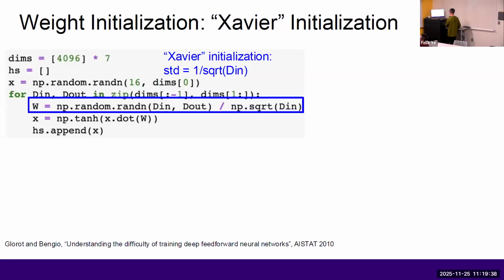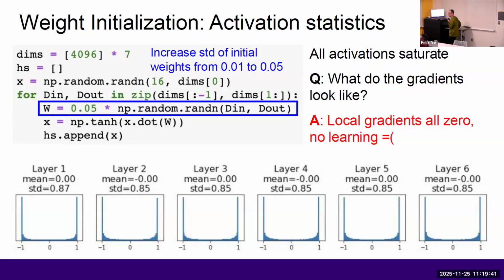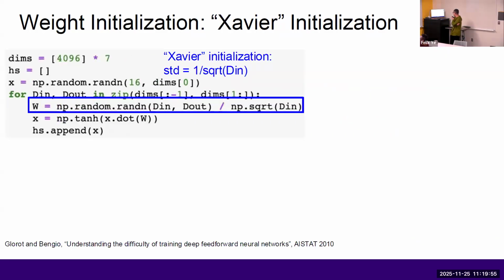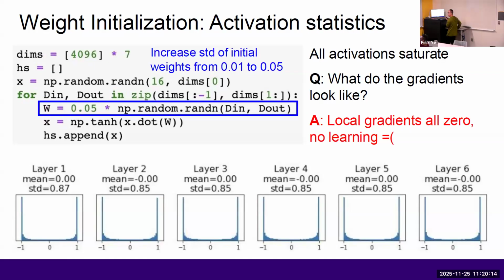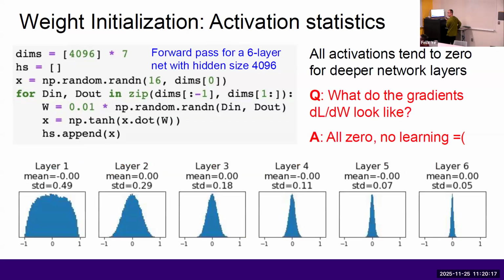Okay, so what can we do here? This is very delicate. We just changed from 0.01 to 0.05, and suddenly all the neurons are saturated. What we can do is divide by the square root of the d dimensions. This value is between 0.01 and 0.05, so there is a sweet spot between them that makes sure the output is somewhere in between.